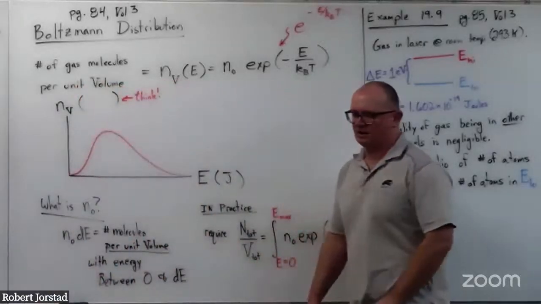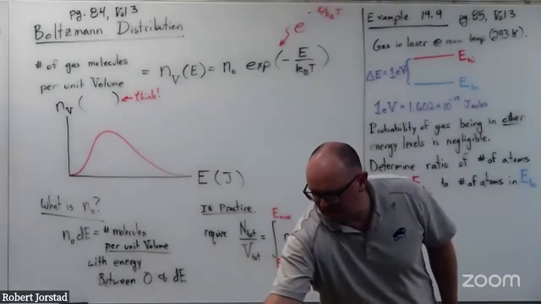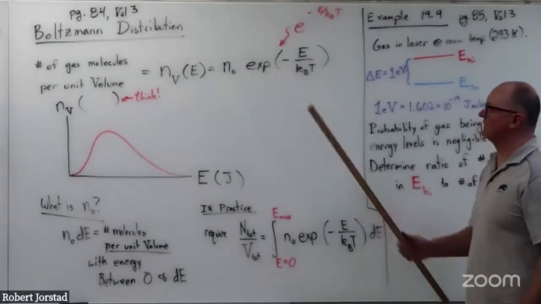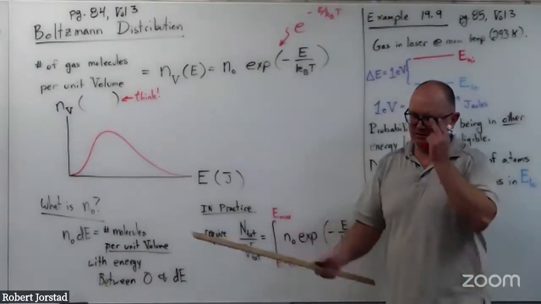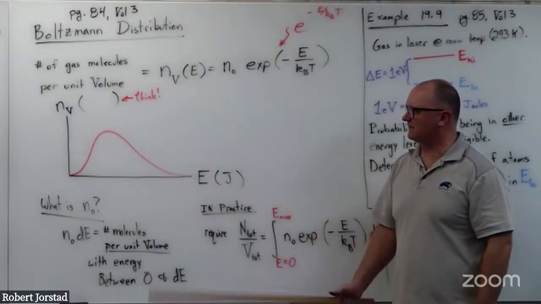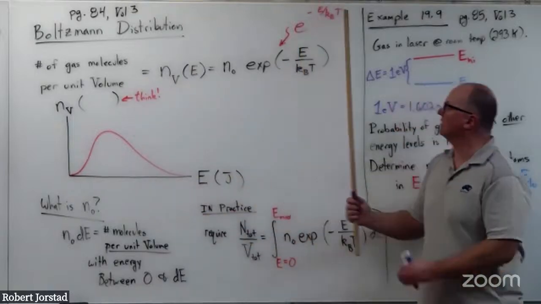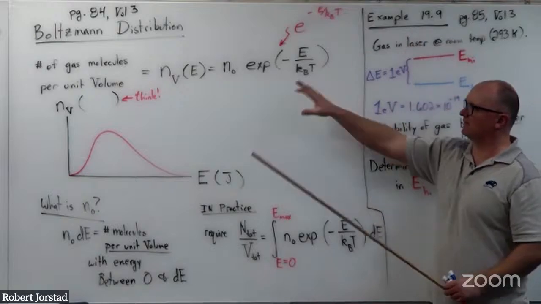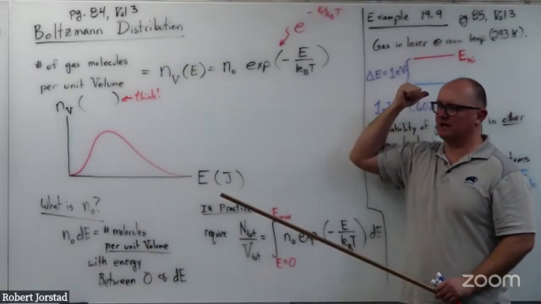All right, I want to talk a little bit about the Boltzmann distribution now. So we've talked about probability distributions in general and probability density functions. Now we're going to look at one. So ignore this for the time being. We're going to focus on this and then we'll do a worked example in a minute.